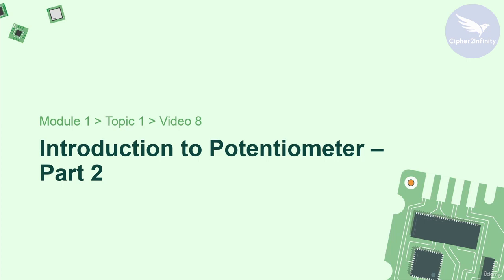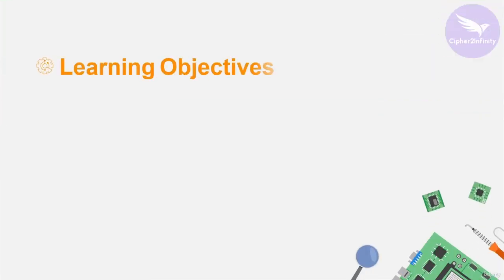So now let's start with part 2 of Introduction to Potentiometer. In the previous video we discussed two different purposes of a potentiometer. The first one was potentiometer as a variable resistor and the second one was potentiometer as a voltage divider, right?